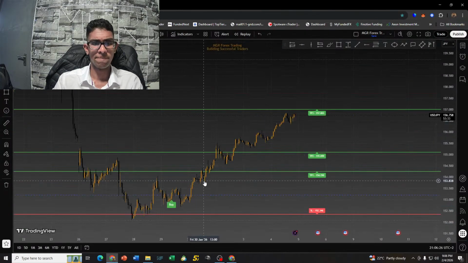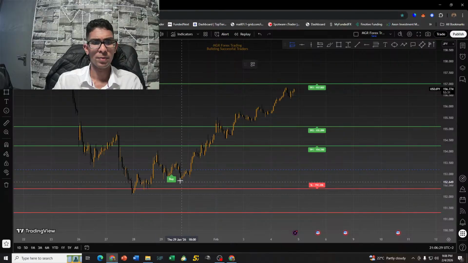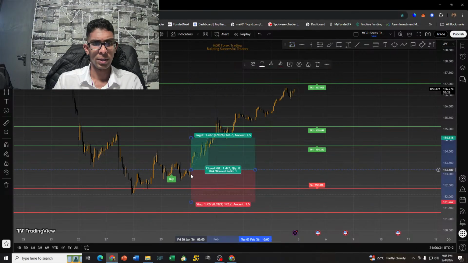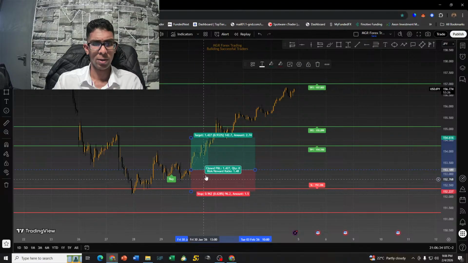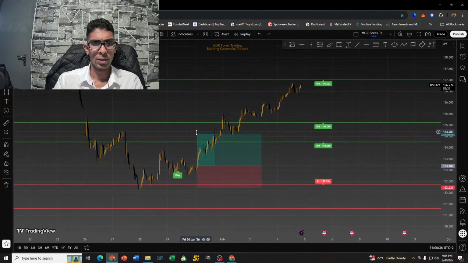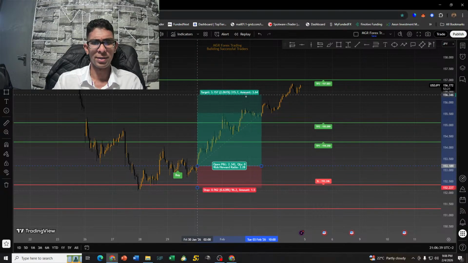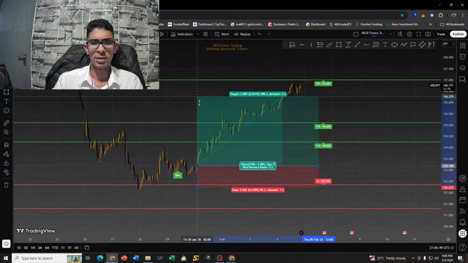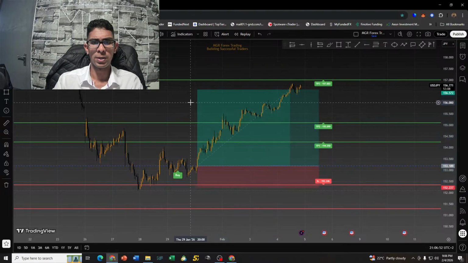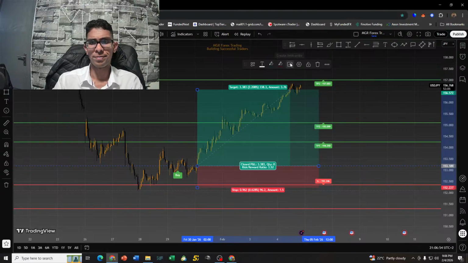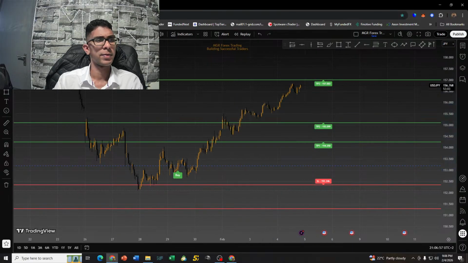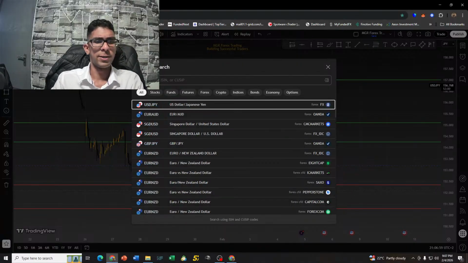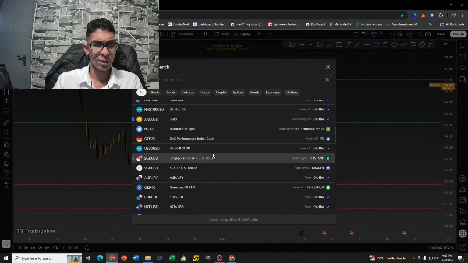USD JPY. Buy signal there. Stop loss below the lows. And you could basically say that's a take profit 3 hit. Not quite, but you know what? A 3 to 1. Well, 1 to 3 risk to reward ratio. Absolutely insane. Absolutely insane.